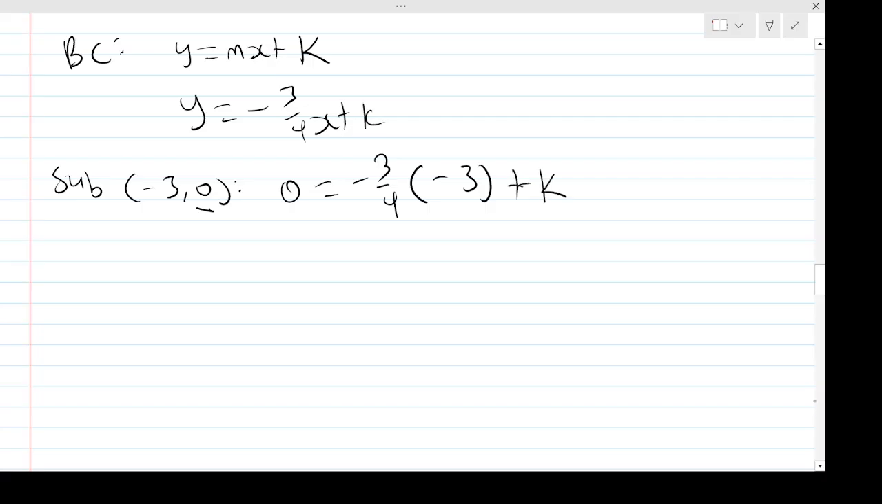Okay there. Okay, well then I can simplify. So 0 is minus 3/4 times minus 3, which is plus 9 over 4, okay, plus k. That means that k is minus 9 over 4. That means my equation of the line is y equals minus 3/4 x minus 9 over 4. Okay.